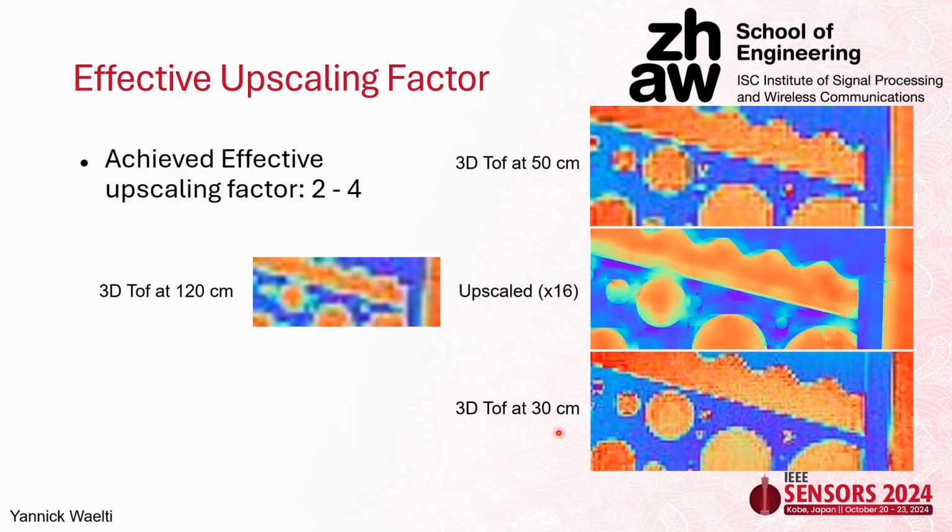So you could say that if a robot were at 120 centimeters from a target, it would see the object as clearly as if it were between 30 and 50 centimeters from that object. So we say we achieve an effective upscaling factor of around 2 to 4. Obviously, this is a very subjective measure of the quality of our algorithm.